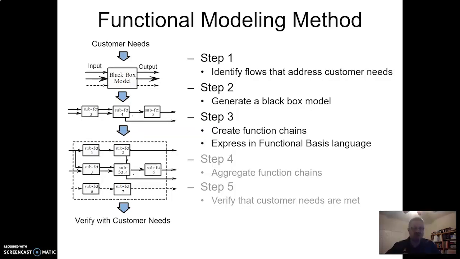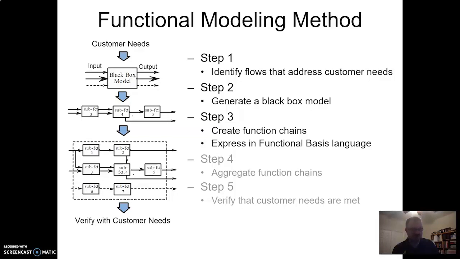Step 3 is when we start looking at what's happening inside the black box. So a function chain would be this idea that now that I've identified a flow through the system, I start describing with words what operations are being performed on that flow. And that's what I call a function chain. Chain is linked together by that flow, and there are a number of different functions that are happening. And we use a specific set of words in this technique called the functional basis.